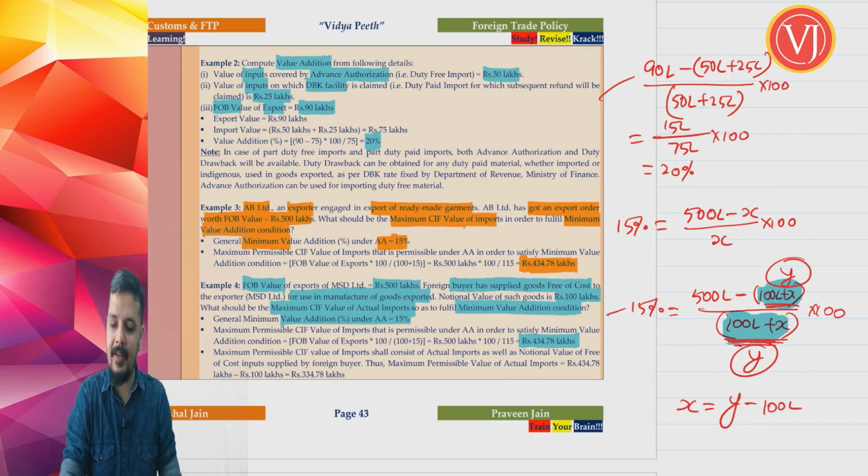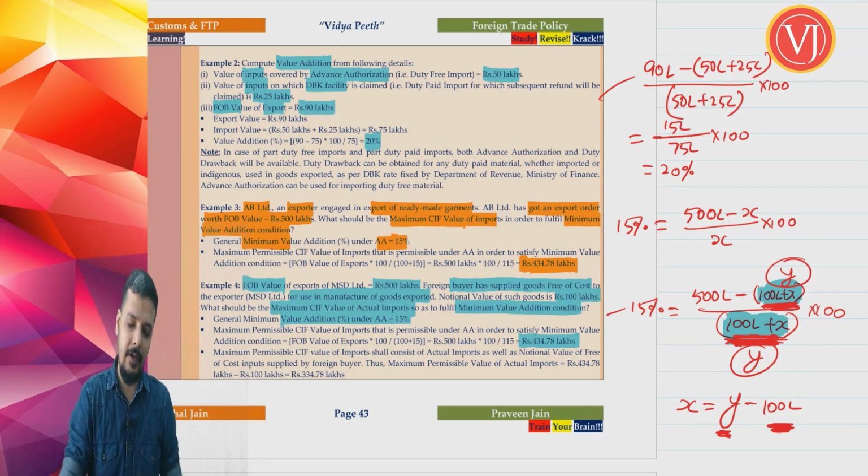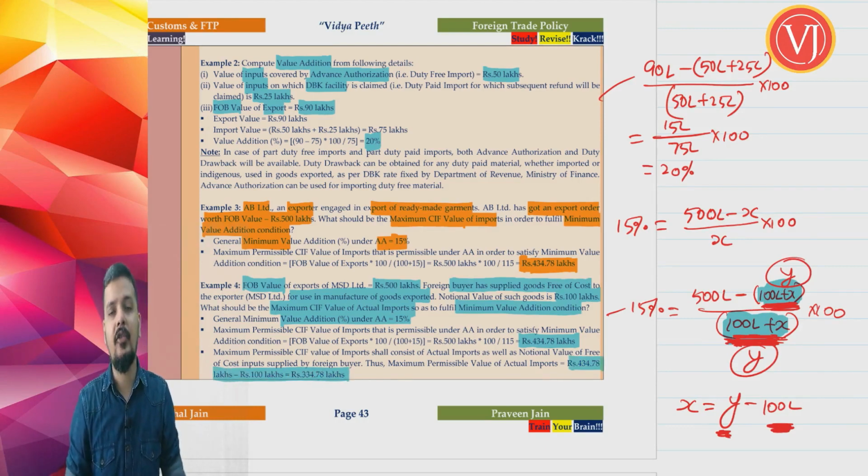So you can keep this entire thing as Y, which means the entire import value. Simple steps. You can have multiple ways to work out your mathematical question. You find out Y, then X, the actual imports, will be equal to the total imports minus import of free of cost materials. So first you find 434.78 lakhs by finding Y, then 434.78 lakhs minus 100 lakhs. Actual imports, not free of cost, actual imports is 334.78 lakhs. So that you can work it out.